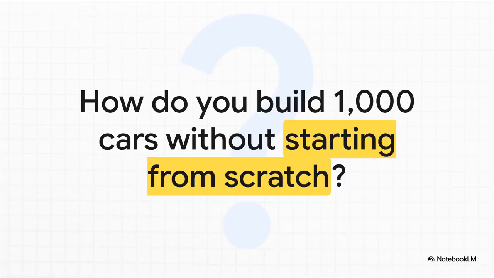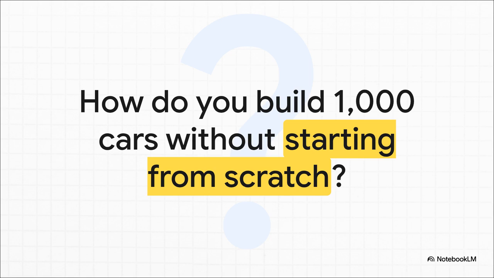So let me ask you this. Imagine you're running a giant car factory. Your job is to build thousands of cars, all different colors, different features, different models. But how on earth do you do that without starting from a blank slate for every single car? I mean, that would be an absolute nightmare, right?